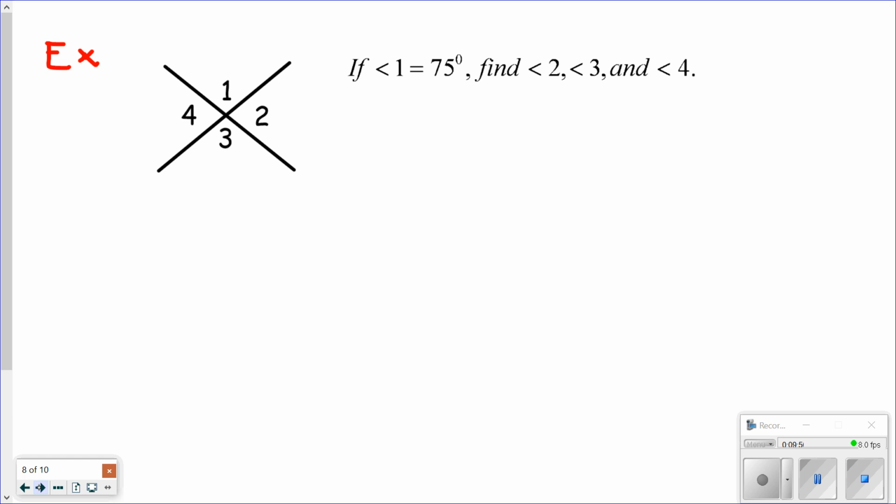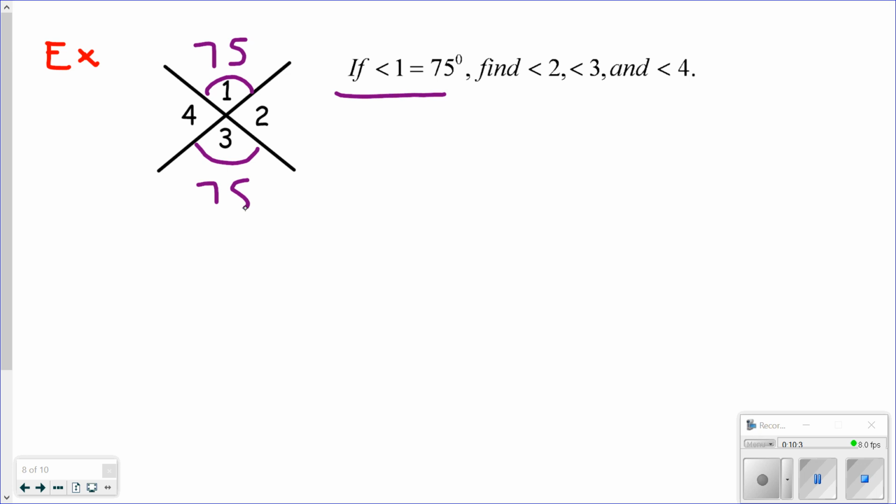All right, so if angle 1 is equal to 75 degrees, find angle 2, angle 3, and angle 4. This isn't a proof here. Now we just have a problem. We're going to kind of work with vertical angles. All right, so it tells me angle 1 is equal to 75 degrees. I need to find the measure of everything else. So if angle 1 is 75 degrees, what does that mean angle 3 is equal to? Well, it's also going to be 75 degrees because they are vertical angles.